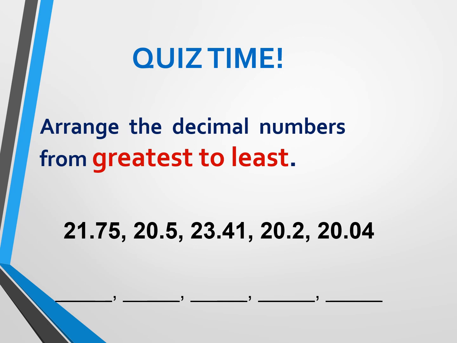Okay, time's up. Let's see which among this list of numbers is the greatest. So the greatest number is 23 and 41 hundredths, followed by 21 and 75 hundredths, 20 and 5 tenths, followed by 20 and 2 tenths, and the smallest among them is 20 and 4 tenths. Did you get it right? Very good.